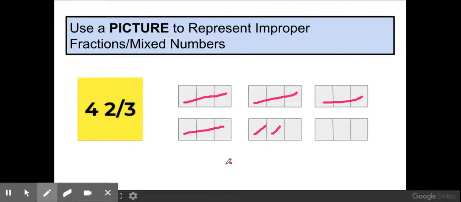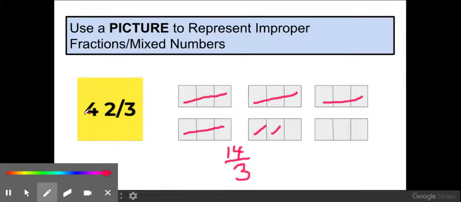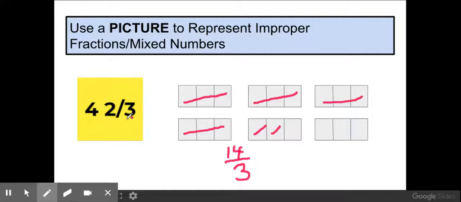I can also represent this as an improper fraction with the denominator of 3. And I can go ahead and count the pieces that I have. 1, 2, 3, 4, 5, 6, 7, 8, 9, 10, 11, 12, 13, 14. So my improper fraction is 14/3. Interestingly enough, 4 wholes times 3 is 12, plus the 2 extra parts is 14. So 4 2/3 as a mixed number can also be written as 14/3 as an improper fraction.